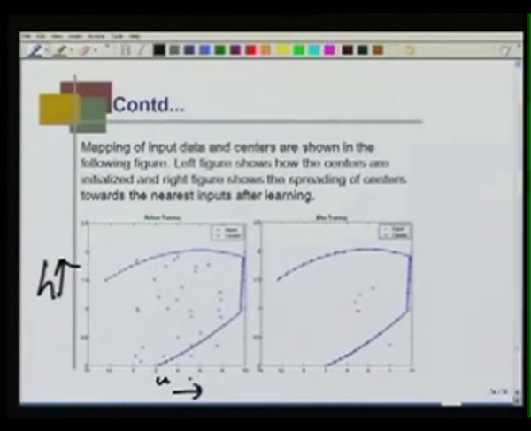What you are seeing is that before unsupervised learning, the centers are all uniformly, randomly distributed, and this is the data, and as we presented data to the centers using k-means clustering, you will see that most of these centers were aligned with the input data, and very few left unaligned.